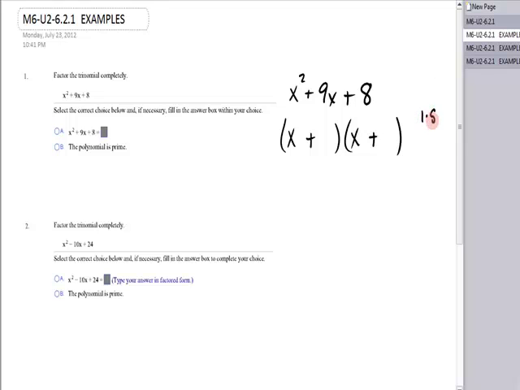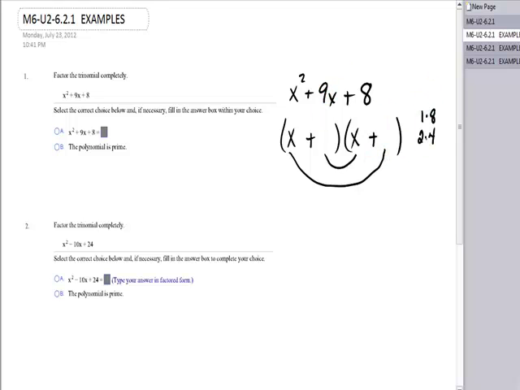1 times 8 gives me 8. 2 times 4 gives me 8. Both of those will give you an 8. But only one of them is right. How will you know? You'll check the outers and the inners. The outers and the inners have to add up to be 9.